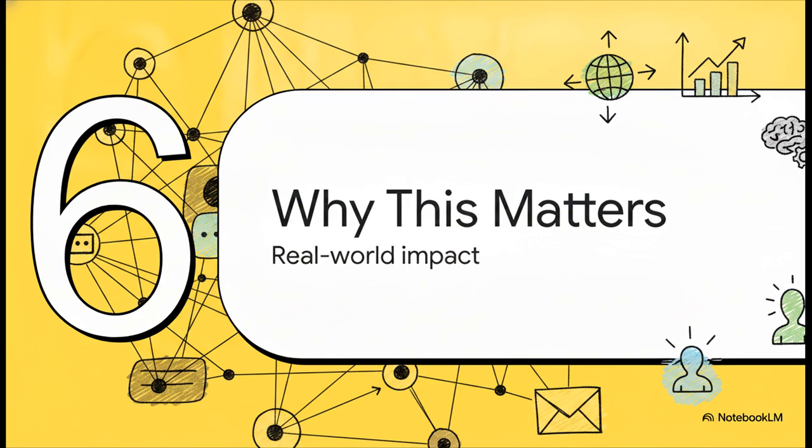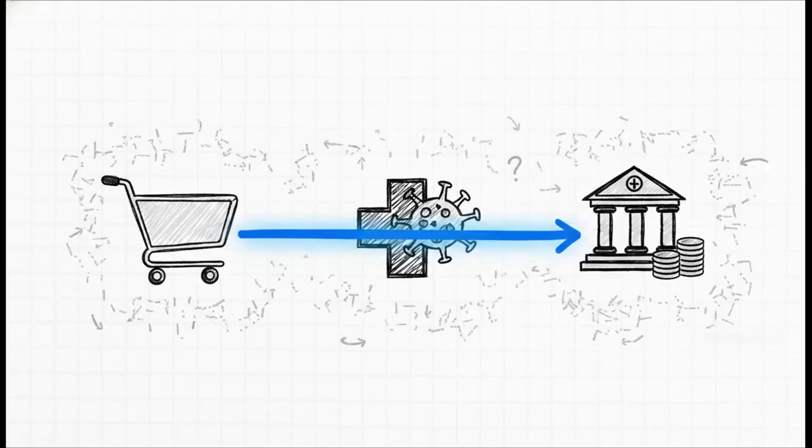Finally, let's wrap things up with Section 6, why this matters. Let's take a step back because the real-world impact of mapping these unseen connections is massive. A misjudged connection in a network can mean a totally wasted promotional budget, a missed disease superspreader, or a financial contagion risk that gets completely overlooked until it's too late.